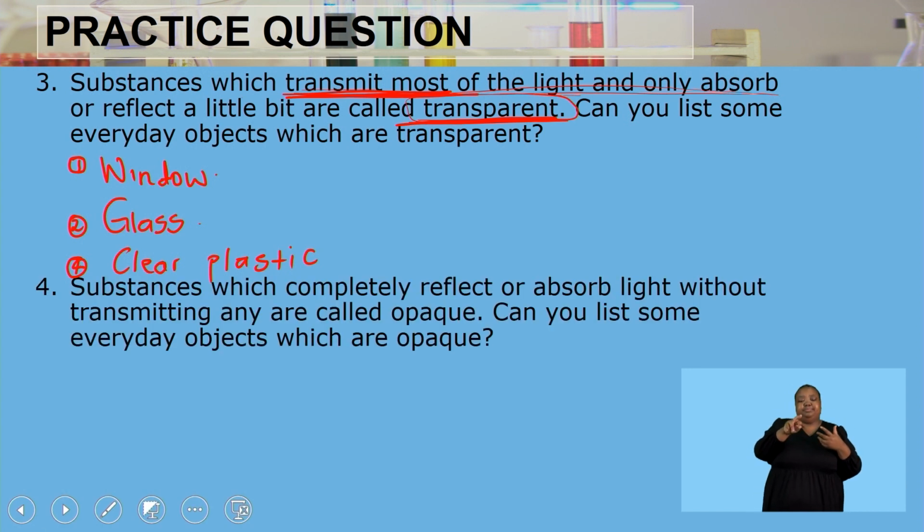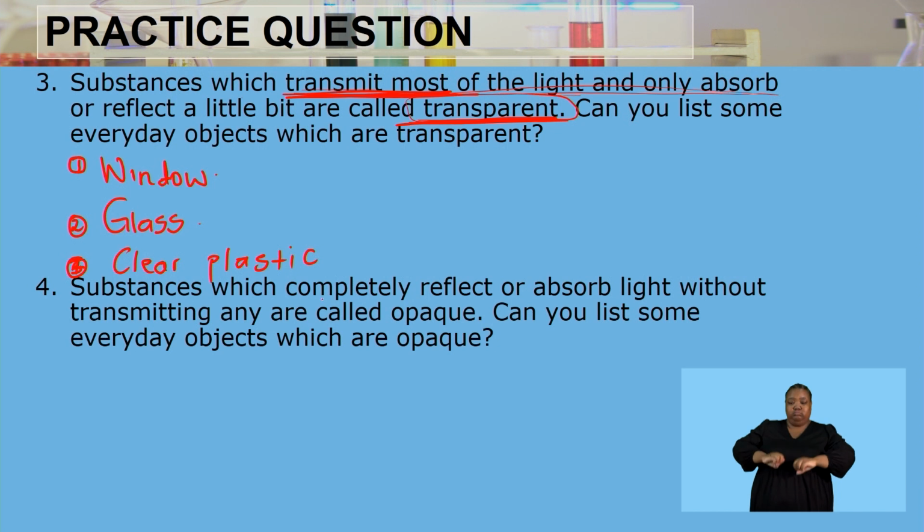Now, another question, this is number 3. Another question says, substances which completely reflect, remember, here it said most, however on this question we're talking about completely reflecting or absorbing light without transmitting any, they are called opaque. Opaque materials completely reflect the light or completely absorb all of the light without transmitting, without allowing light to pass through.